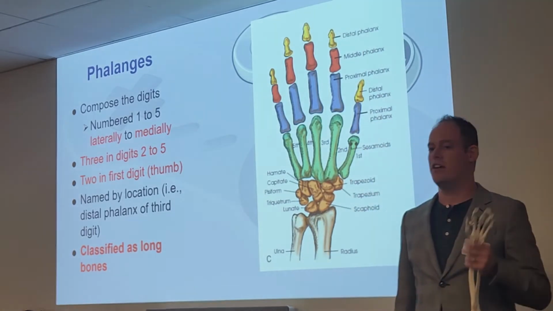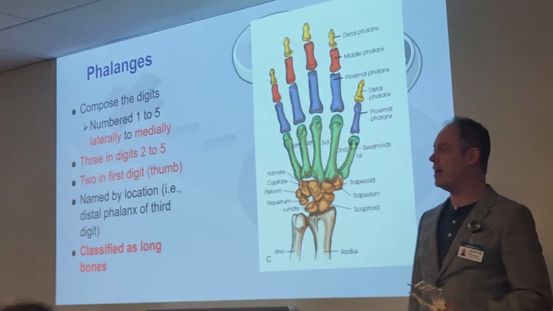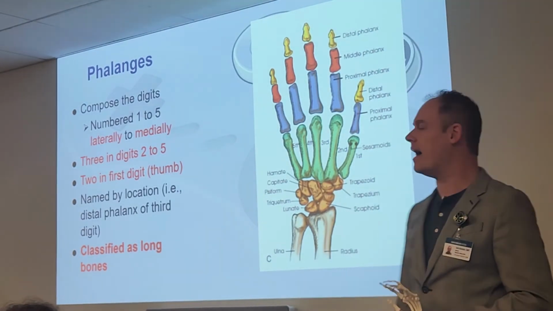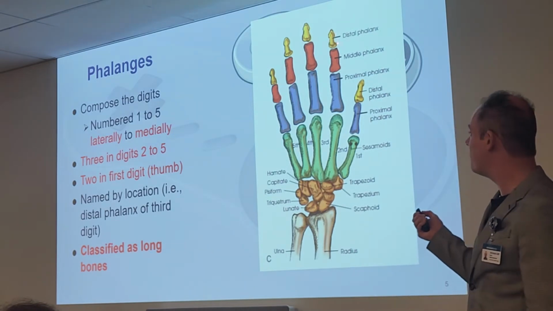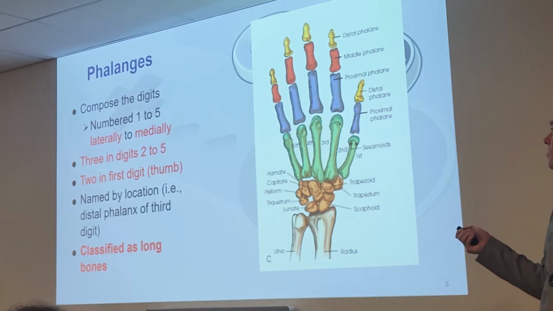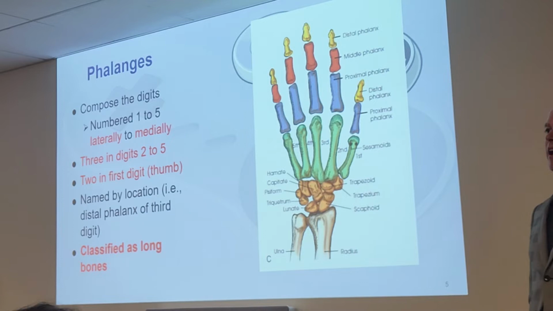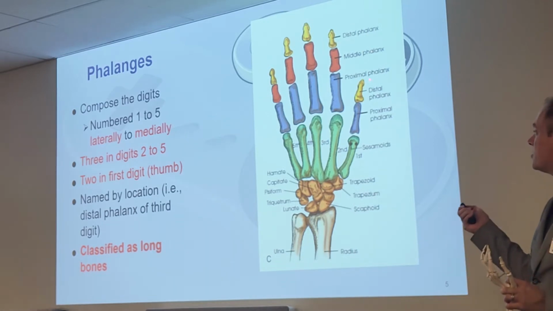Now, each of these phalanges has a classification depending on its location. So let's look back at 2 through 5. Remember our directional terms? Yellow, distal phalanx, middle phalanx, proximal phalanx. Distal, middle, proximal. Distal, middle, proximal. Distal, middle, proximal. Except for the thumb once again. And you can see that on your little hands in front of you. The thumb has only 2. It only has a distal and a proximal.